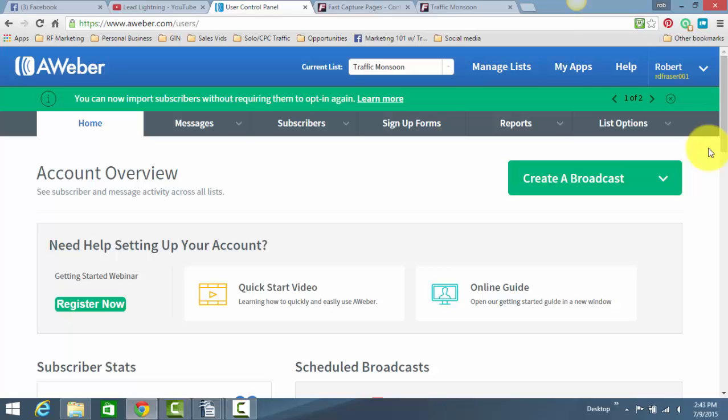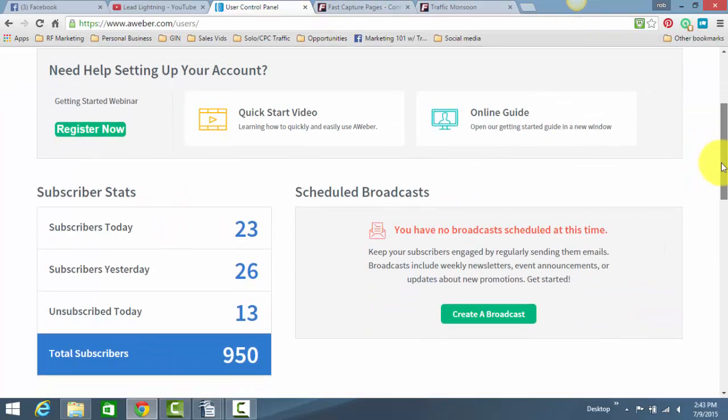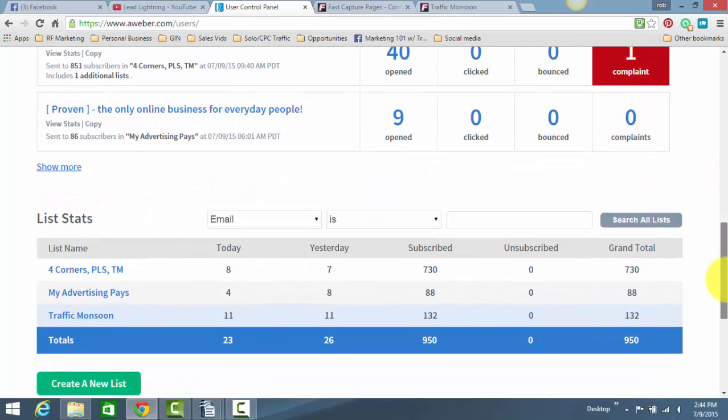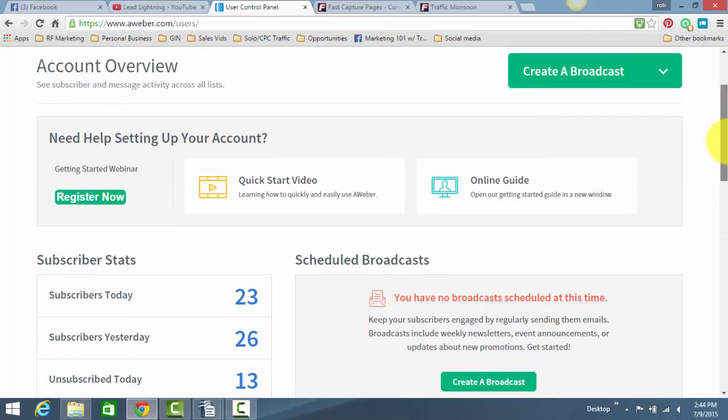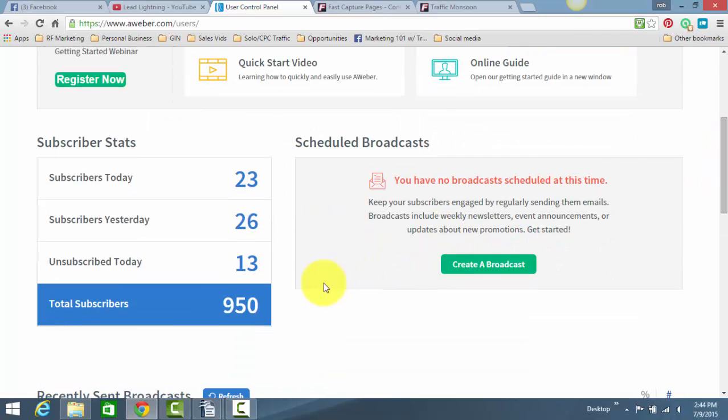And there's really only two things you really need to get more signups, be it Traffic Monsoon or anything. Number one is an autoresponder. Aweber is the number one autoresponder out there. This is my Aweber account. I just opened this account maybe like a week and a half ago. So far 950 leads stored in there.